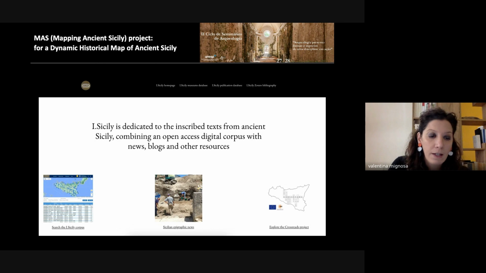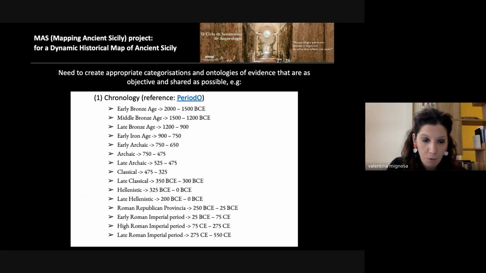Sometimes the categorization was easier, for example, for the historical periods, because there is this very useful and shared platform, Periodo, which is basically a tool in which you can add your period and you can, in a way, share your period with other scholars and create a clear taxonomy about, I don't know, ancient periods in Sicily.